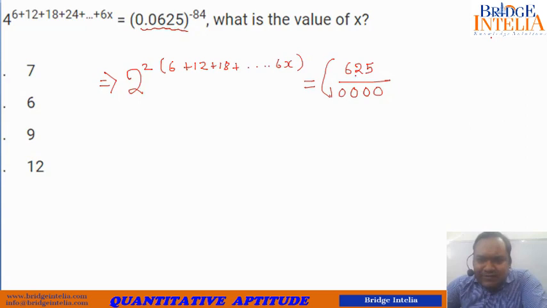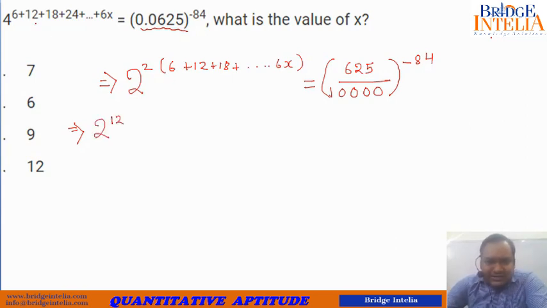So 0.0625 can now be written as 625 upon 10000, whole to the power minus 84. So this is what is given to us. Okay, now let's take this forward. You can take 6 out as common, so this will be 2 to the power 12. I'm taking 6 common because 6, 12, 18, 24, all these are multiples of 6. If you take that 6 out, it gets multiplied by 12. So this is actually 2 raised to power 12 whole into 1 plus 2 plus 3 up till x.